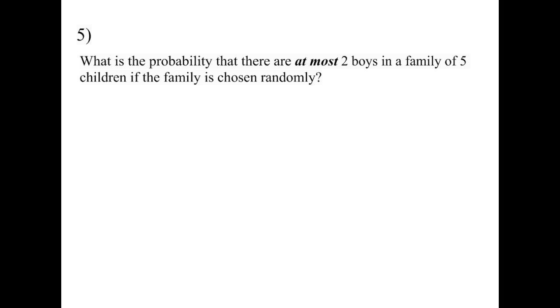If they have at most 2 boys, that must mean they have 0 boys, or 1 boy, or 2 boys. And we're going to make the assumption that the probability of a baby being born, boy or girl, is exactly 50%. So what I want you to do is figure out each individual probability: getting 0 boys out of 5, 1 boy out of 5, 2 boys out of 5. Add those up, come up with your final answer and round it off to the nearest whole number.